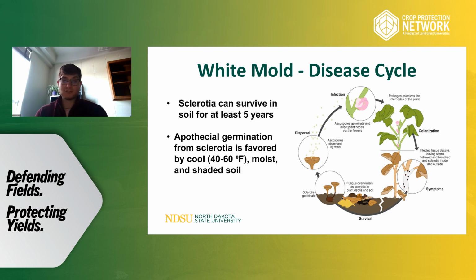At the end of the season, sclerotia are then formed and released back into the field at harvest, continuing the disease cycle in the next year.